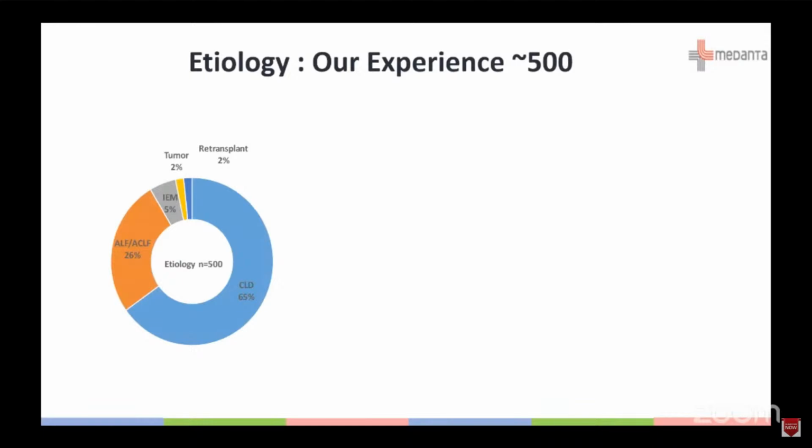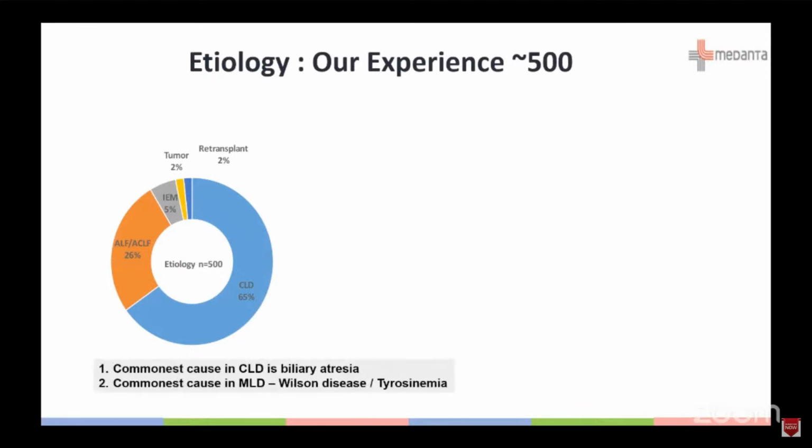The most common cause for liver transplantation was CLD, which accounted for approximately two-thirds of the total children who underwent liver transplantation. The commonest cause of the CLD was biliary atresia in our pool, and the commonest cause of metabolic liver disease was Wilson's disease and tyrosinemia combined.